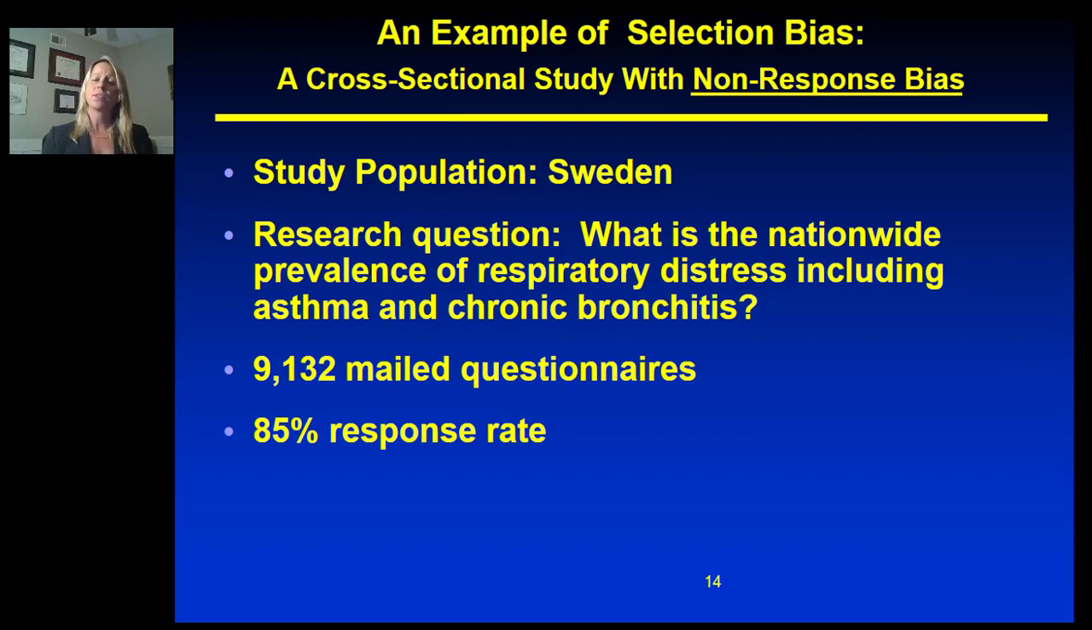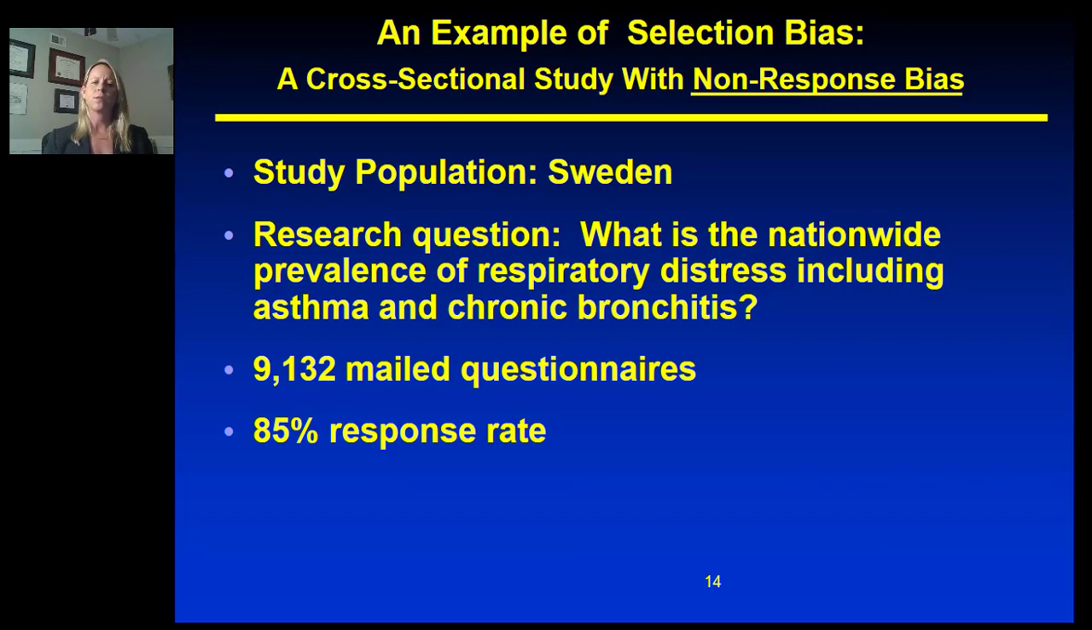So another example of selection bias comes from a cross-sectional study performed where there was what's called non-response bias. This is a bias in people who are selected to participate in a particular study, in this case a survey or cross-sectional study, but the individuals choosing not to respond were different than those who chose to respond. This is in a study population of Sweden, and the research question was, what is the nationwide prevalence of respiratory distress, including asthma and chronic bronchitis?